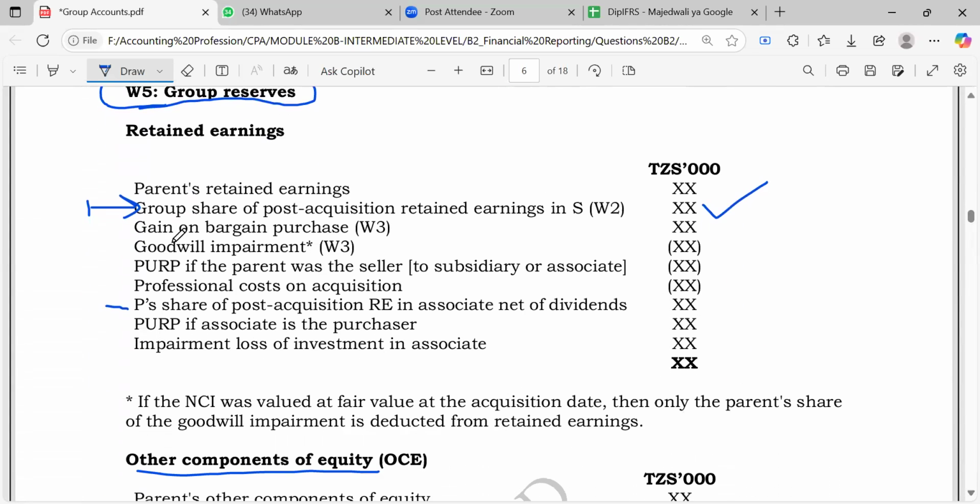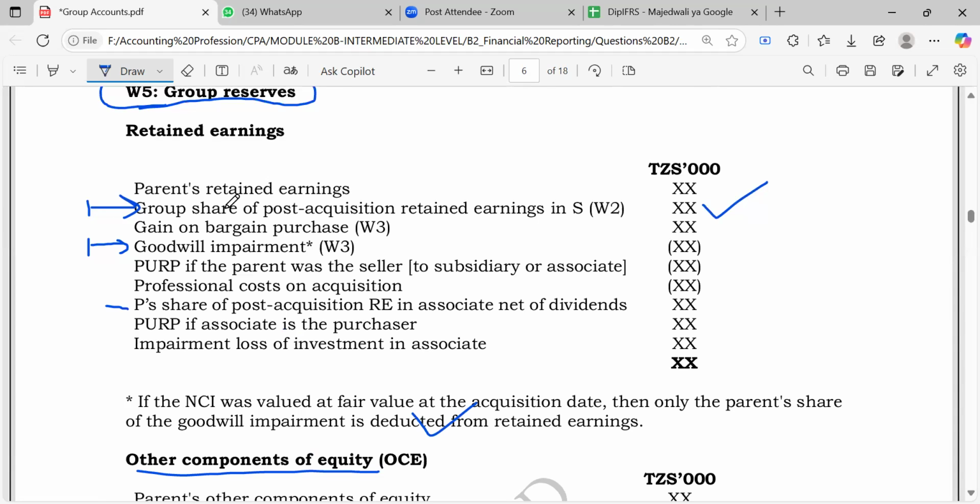And here you can also see, when you go to the group reserves now, you can have this one. I'm looking for the goodwill impairment. You see, goodwill impairment. It doesn't matter whether it's a full goodwill method or partial goodwill, goodwill impairment would always come here. But if it is a partial goodwill, it means it will come in full. But if it was a full goodwill, some would go to non-controlling interest and some would come to this group reserves and retained earnings, right?